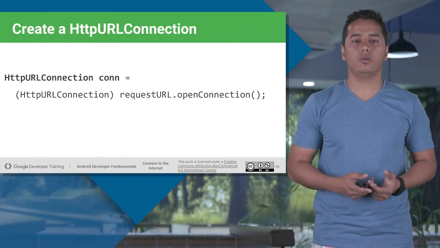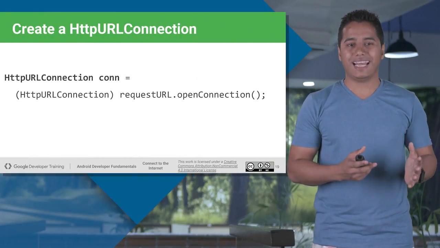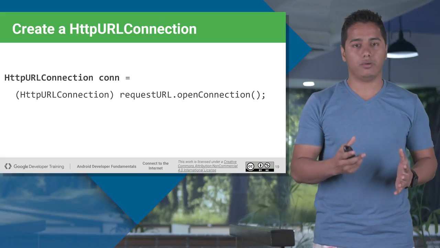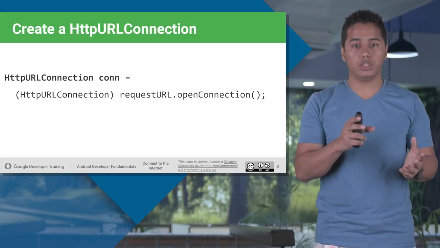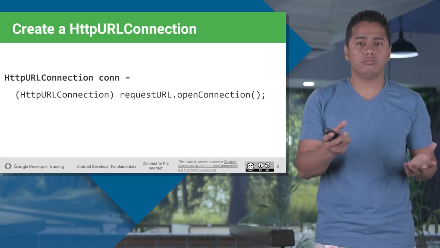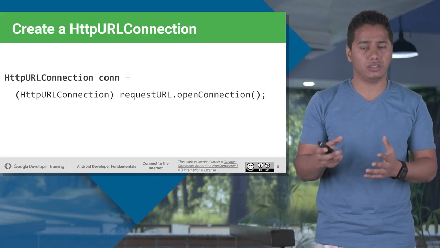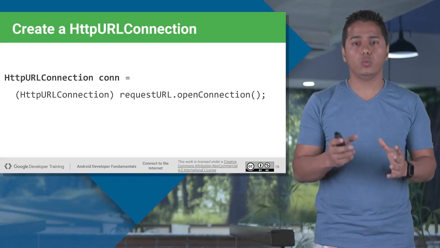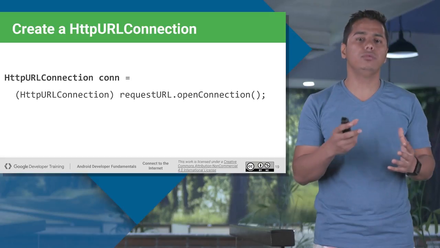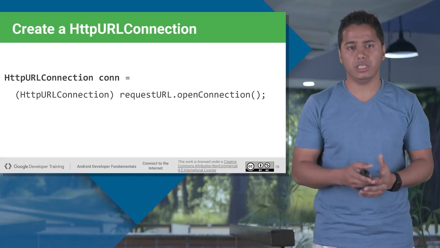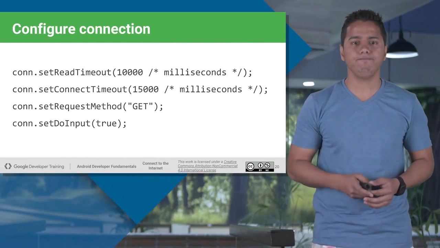How exactly do you create an object of that? Well, you create an HttpURLConnection class reference, con, and then whatever URL object you had, just call openConnection on that. The openConnection method will open the connection to that particular URL and give you the object of your HttpURLConnection.